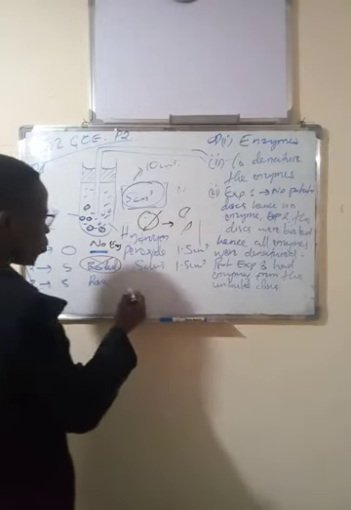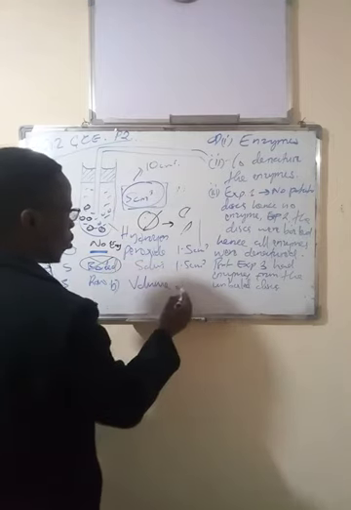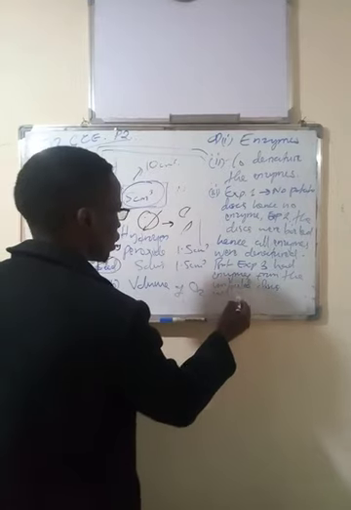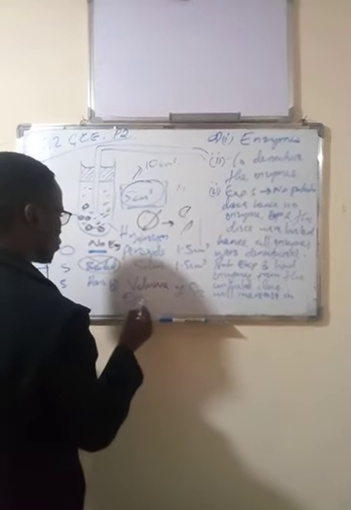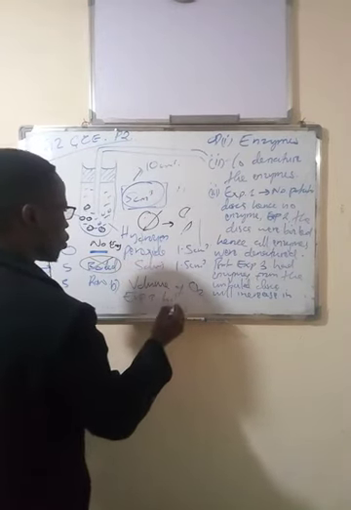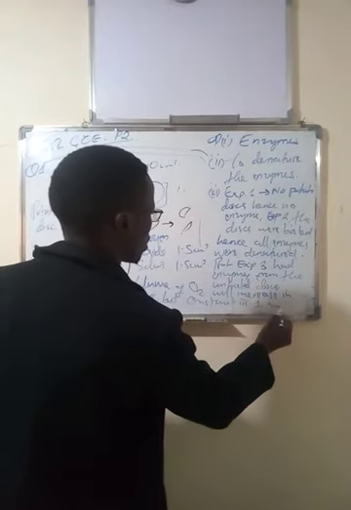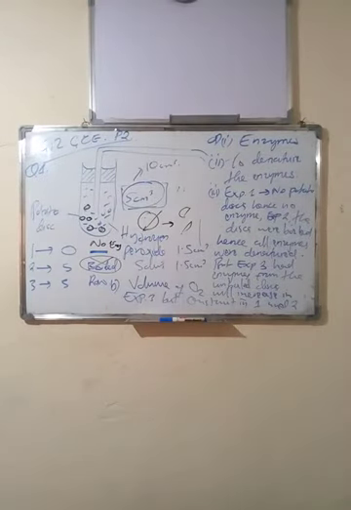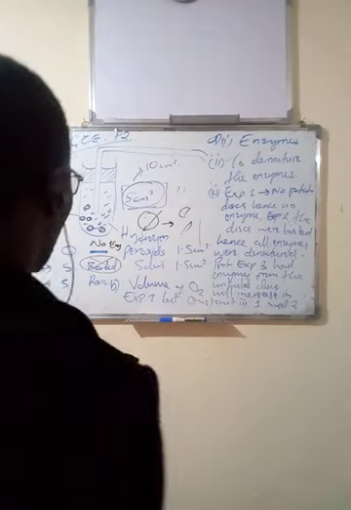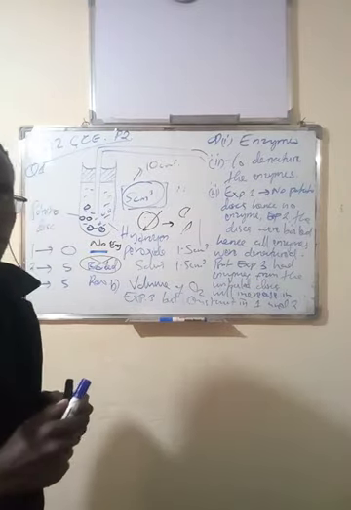Okay, so we say that for part B, the volume of oxygen will increase in experiment 3, but remain constant in 1 and 2. So in experiment 1 and 2, it is going to remain the same. But in experiment 3, we're going to see that it's going to increase because we have increased the number of enzymes by increasing the number of potato discs. Is that all right?